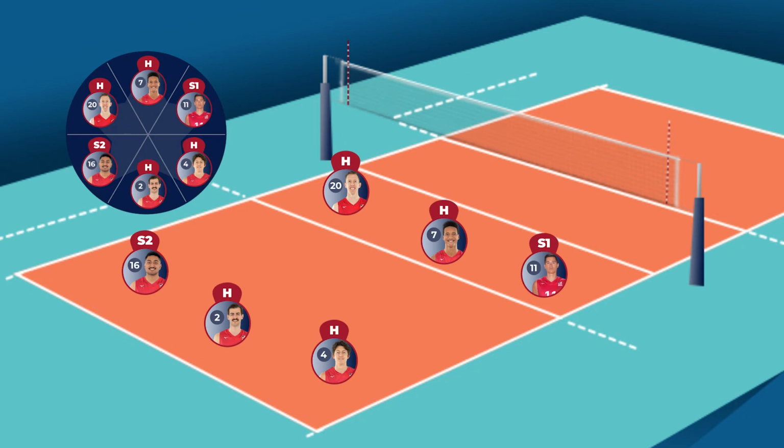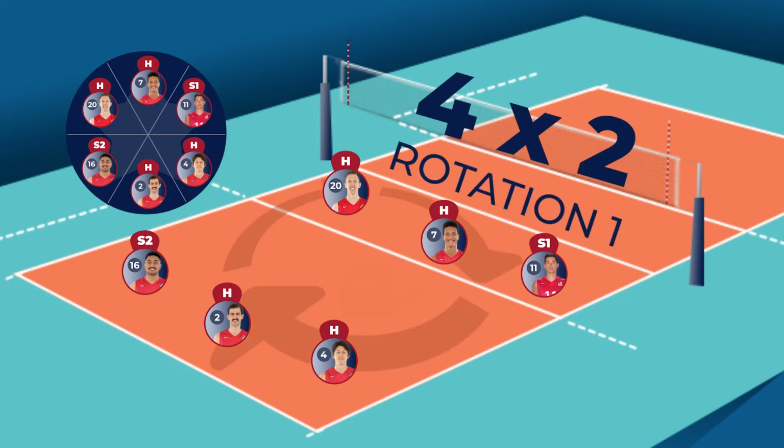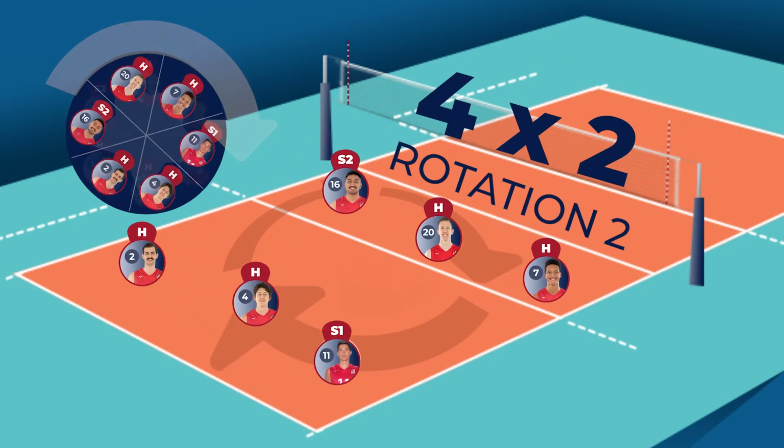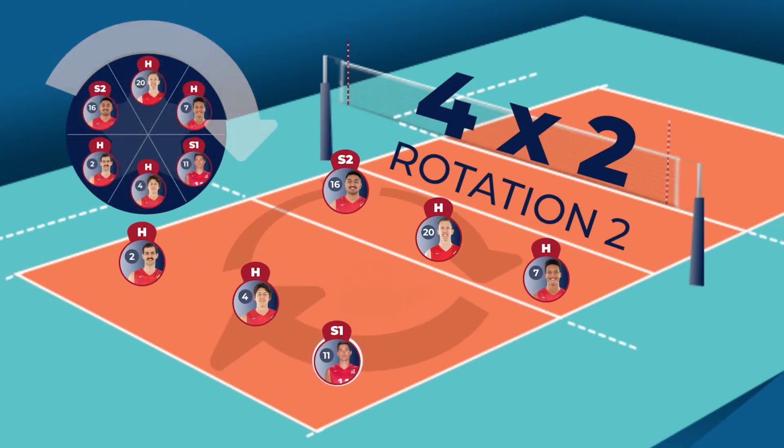In a 4x2 offense, at the start of rotation 1, the base position of setter number 1 will be placed in the right front of the court, and in the opposite position, setter number 2 will be placed in their base position in the left back. When setter number 1 rotates to the back row, in rotation 2, they are no longer the primary setter, but assume digging and possibly back row attacking duties.